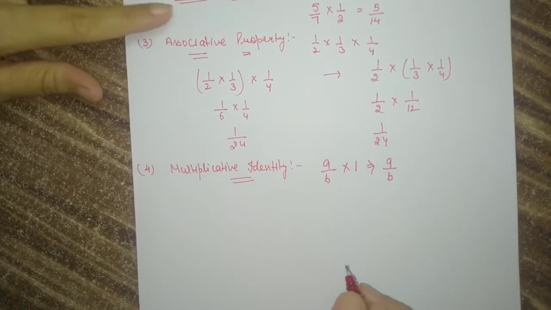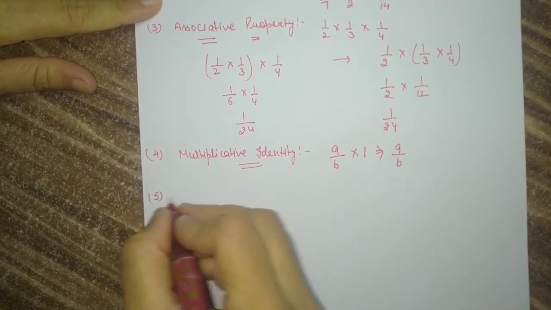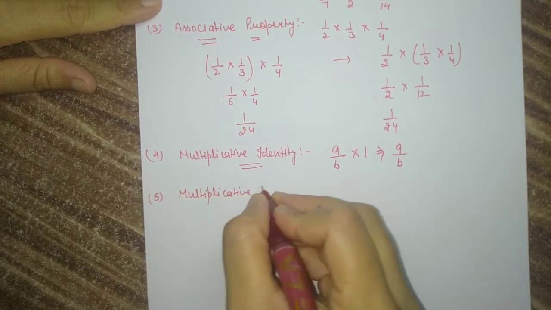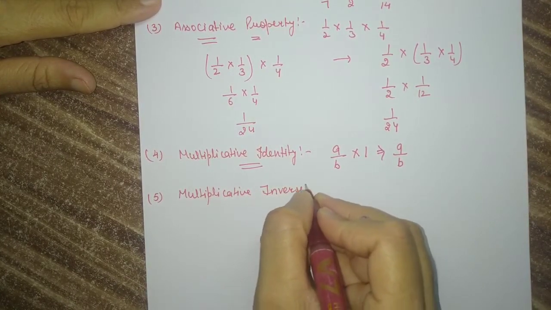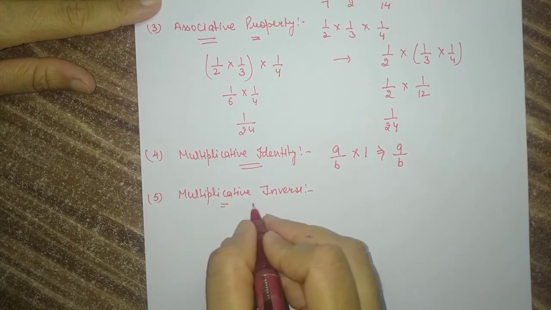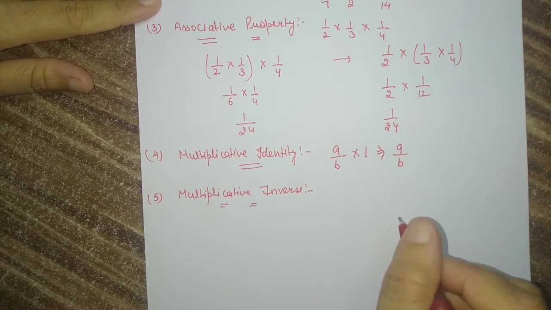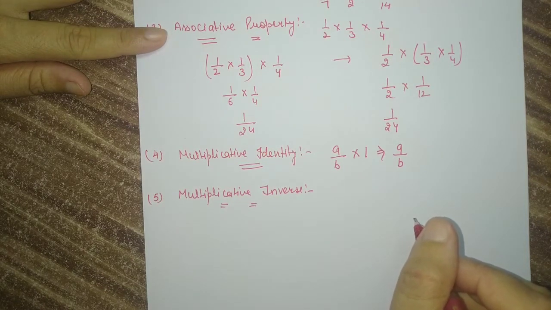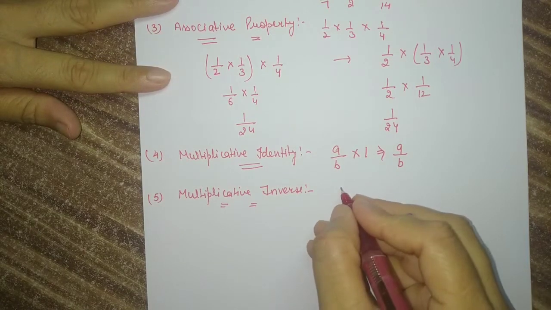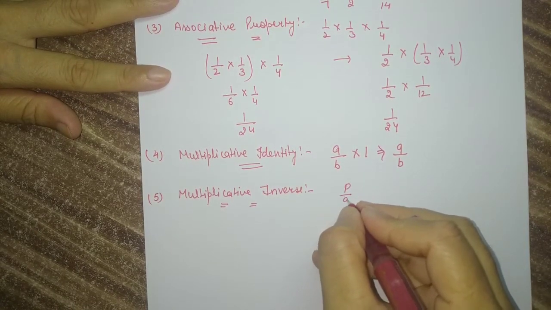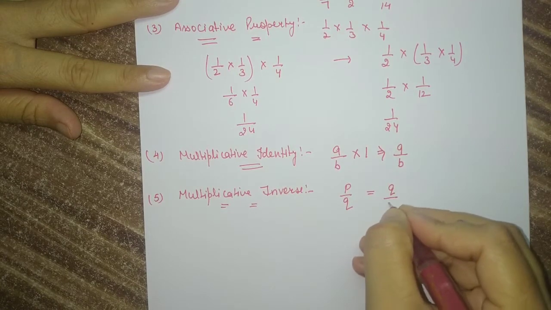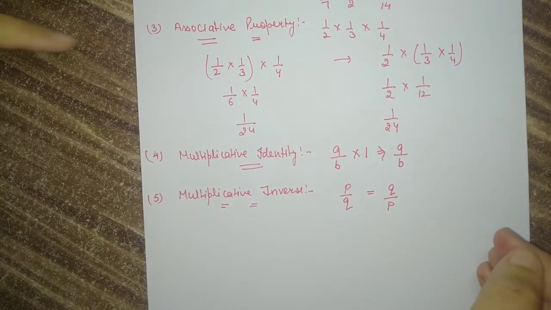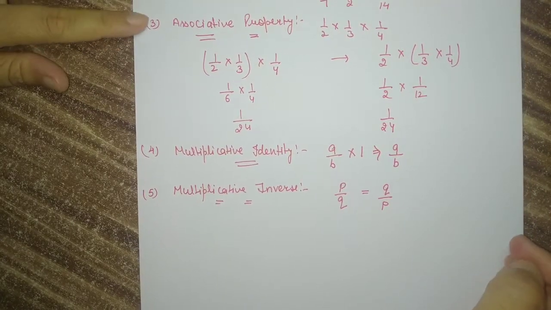The next one is multiplicative inverse. In multiplicative inverse, every non-zero rational number like p upon q has its multiplicative inverse. How? For example, we have a number p upon q. Then its multiplicative inverse is q upon p. So what did we do here? We took the reciprocal of the number. Okay, friends? So that property is called multiplicative inverse.